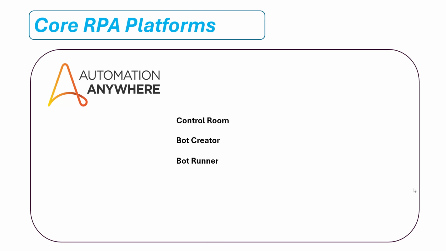The main components of Automation Anywhere include Control Room, Bot Creator, and Bot Runner. Control Room is a centralized web-based hub for managing, monitoring, and deploying bots, whereas Bot Creator is a development environment for designing and building automation workflows, whereas Bot Runner is the component that executes the bots on various systems.